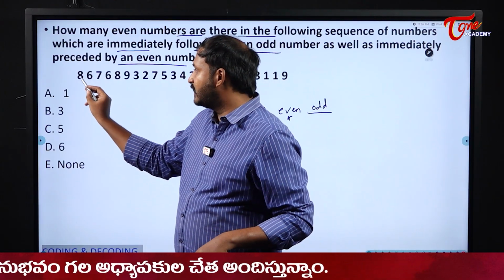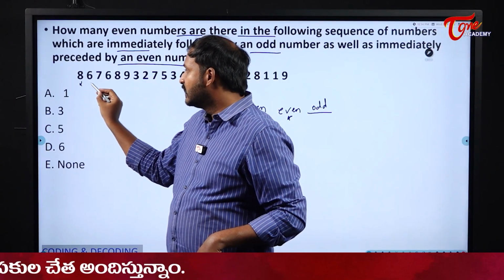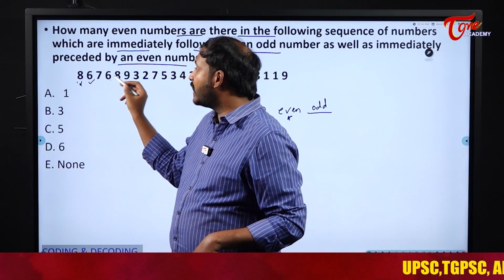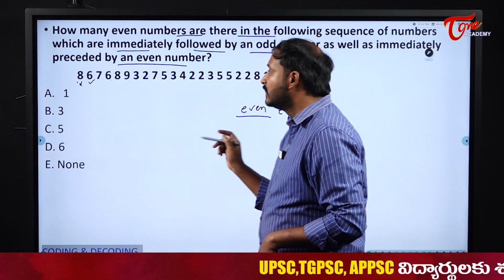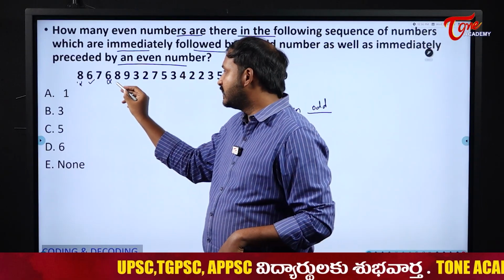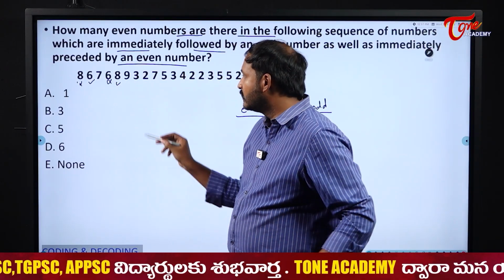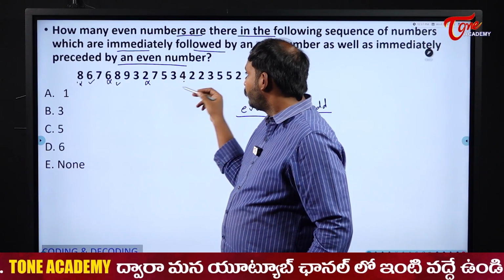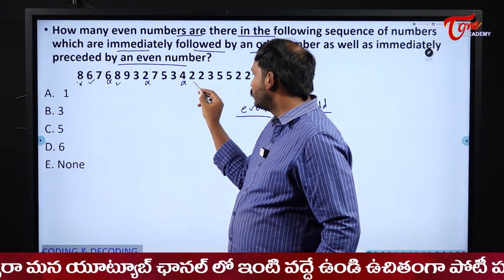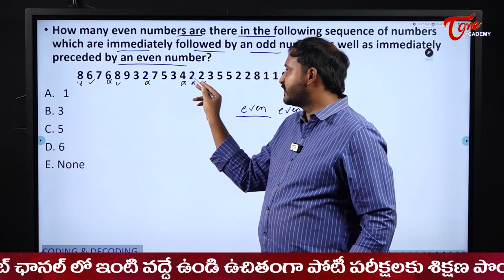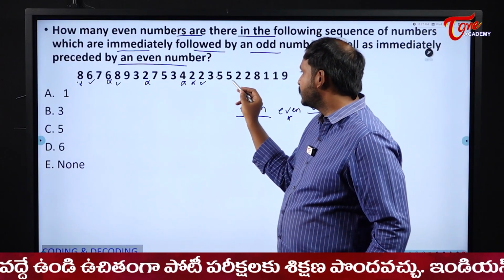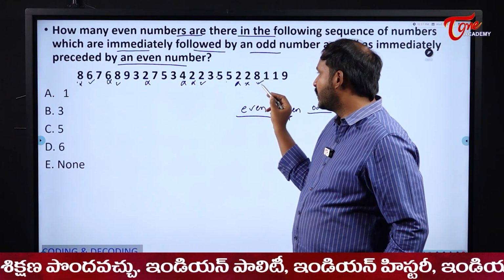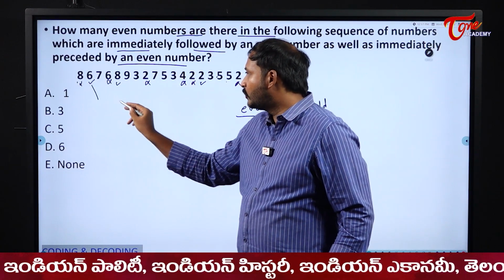So first, what is the first even number? 8. I don't have any preceding one, so 8 will not come into consideration. 6, it is preceded by even, followed by odd. So this is 1. Next, this is preceded by and followed by even. But it should be followed by odd and preceded by even, so that is also not possible. See 8, yes. Why? Because it is preceded by even, followed by odd. Next 2, preceded by both odds, so this is not possible for me. Next 4 followed by even, preceded by odd, that is also not possible. See this 2, yes. Why? Because it is preceded by even, followed by odd, that is also fine. Next this one, preceded by odd, this is not possible. See this 2, not possible. See this 8, yes, preceded by even, followed by odd. So overall 1, 2, 3, 4.